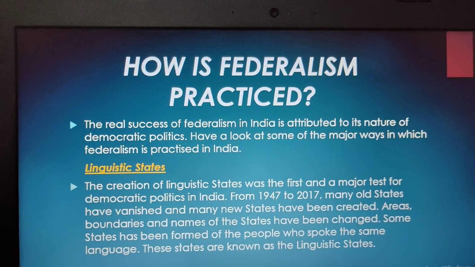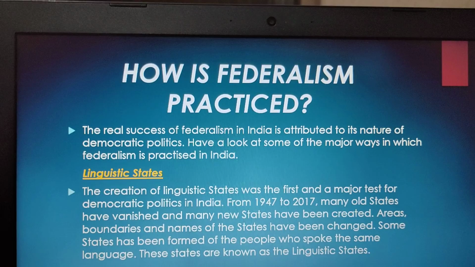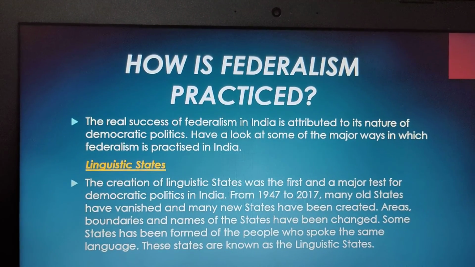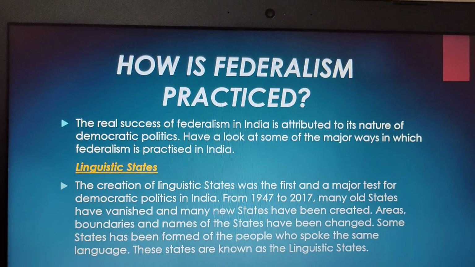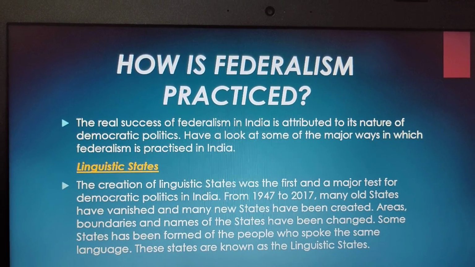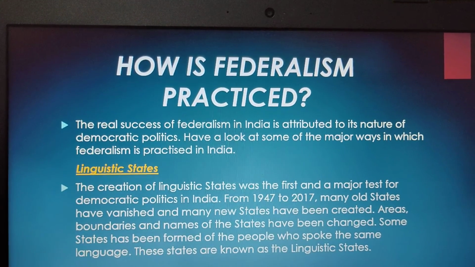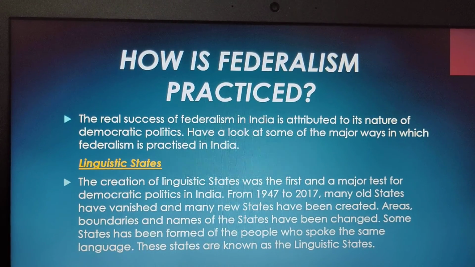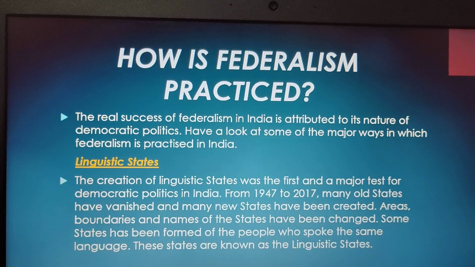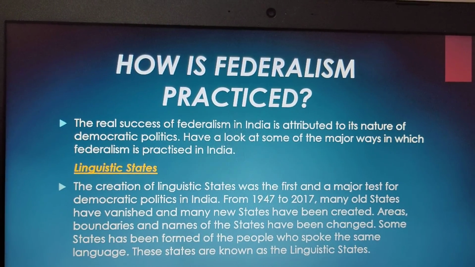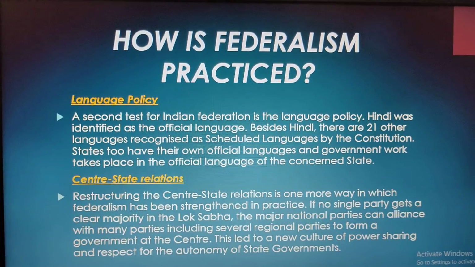Linguistic states. The creation of linguistic states was the first and major test for democratic politics in India. From 1947 to 2017, many old states have vanished and many new states have been created. Areas, boundaries and names of the states have been changed. Some states have been formed of the people who spoke the same language. These states are known as the linguistic states.